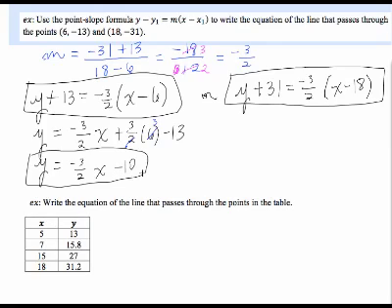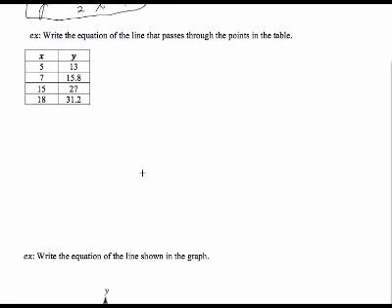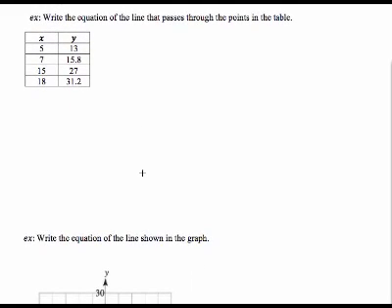Okay, let's do one of these again. Find the equation of the line that passes through the points in this table. So I'm telling you that these points all lie on a line. Okay, I promise they do. If they didn't, I would tell you to check first.